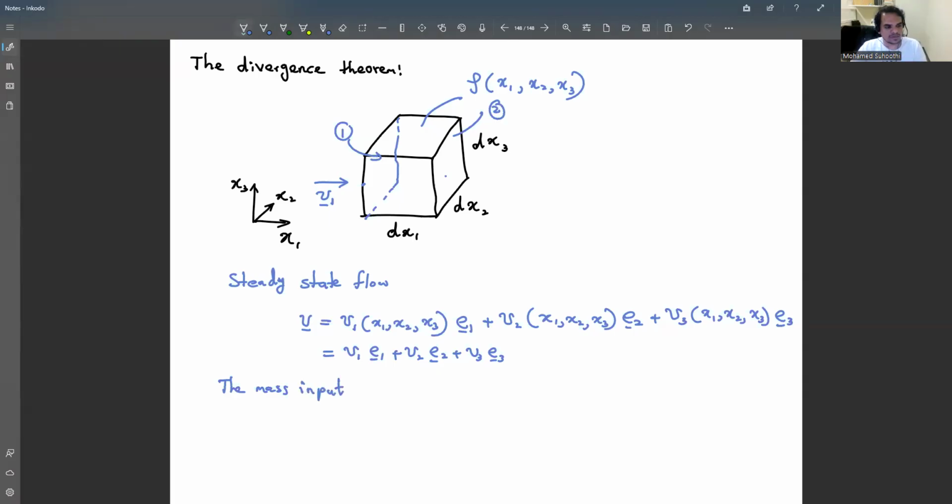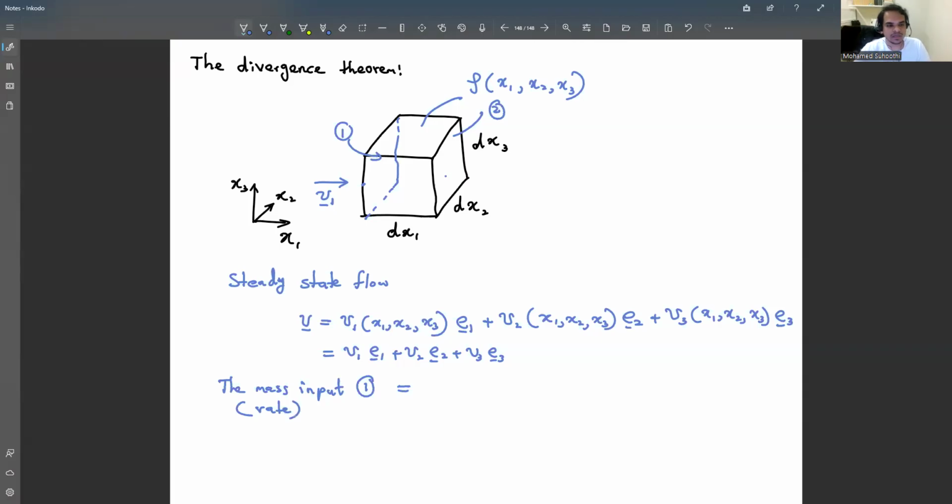Input. That means mass input, I am trying to calculate at phase 1, right? So what is the mass input at phase 1? Here the velocity is v1, right? Then you have to multiply the mass rate. So I am calculating actually the rate, the mass rate.